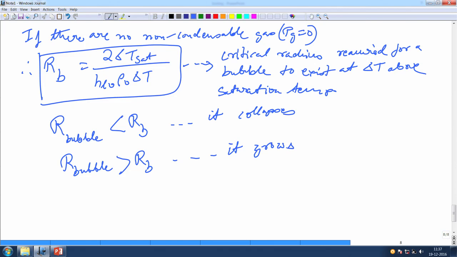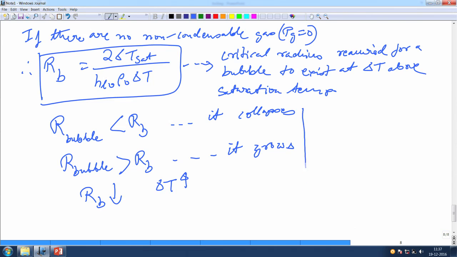One other thing to mention is that Rb actually becomes smaller as delta T goes up, that you can see from the inverse relationship that you have, that with increase of degree of superheat, the critical droplet sizes, critical bubble sizes also get smaller.